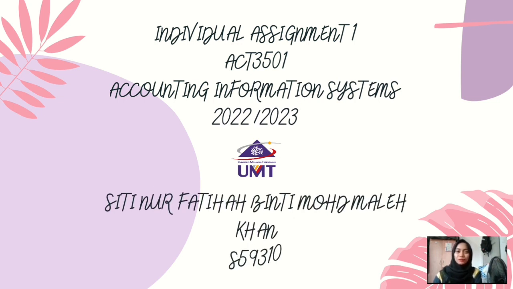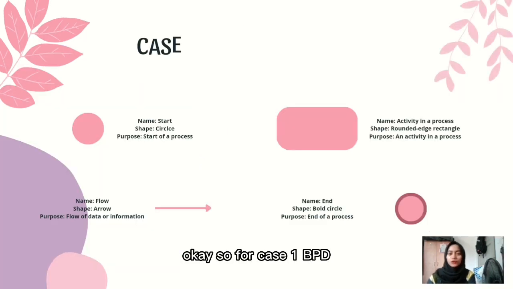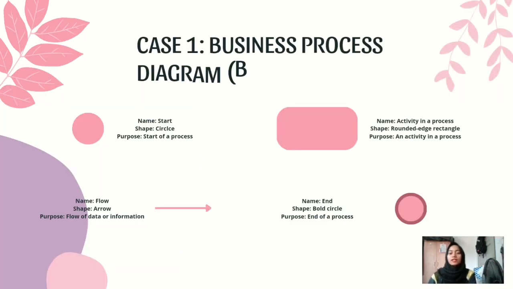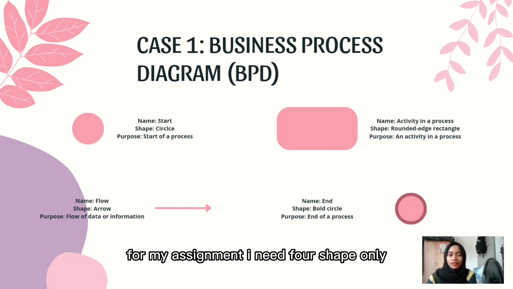So for this video, I will explain about my individual assignment 1, ACT 3501, Accounting Information Systems. For my individual assignment, I have two cases. First is Business Process Diagram, BPD, and second is Flowchart. Okay, so for case 1, BPD, for my assignment, I need 4 shapes only.